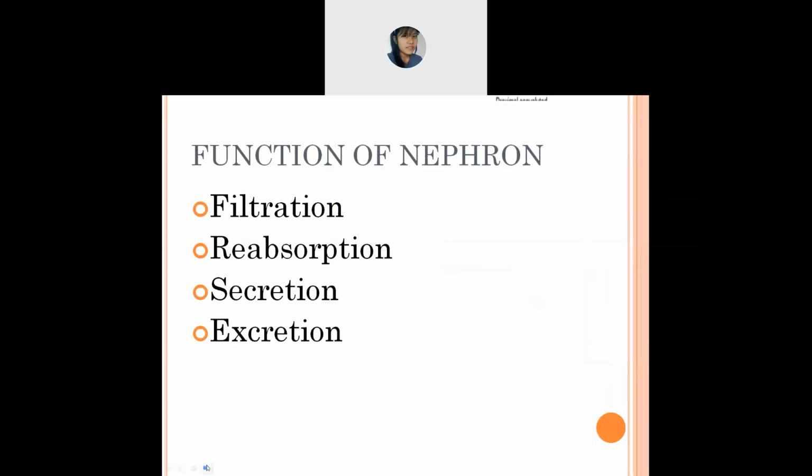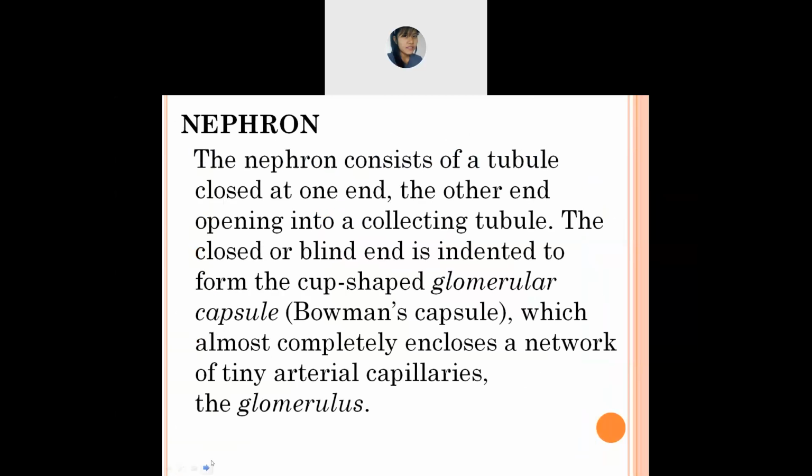Okay, and the functions of the nephron are filtration, reabsorption, secretion, and excretion. We will see one by one how they filtrate, how they reabsorb, how they secrete and how they excrete. These are the main points of the nephron. First they will filtrate, afterwards they will reabsorb, afterwards they will secrete, and at the last they will excrete.